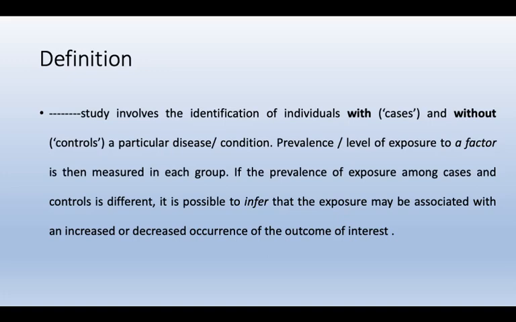By definition, it involves the identification of individuals with the disease as cases, and individuals without the disease, whom we take as controls. The prevalence or level of exposure to a factor is then measured in each group, and if the prevalence of exposure among cases and controls is different, then it is possible to infer that the exposure may be associated with the disease in question.